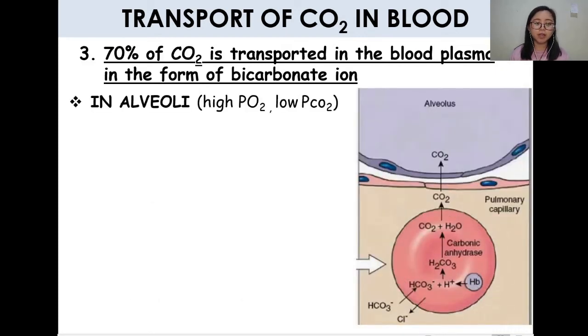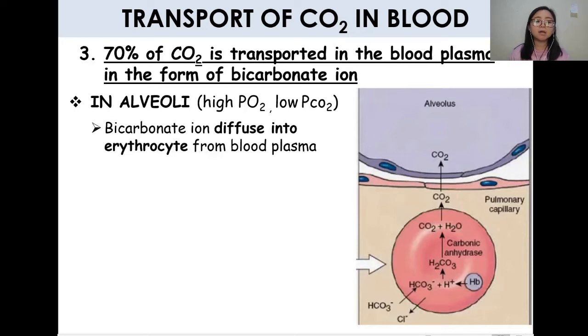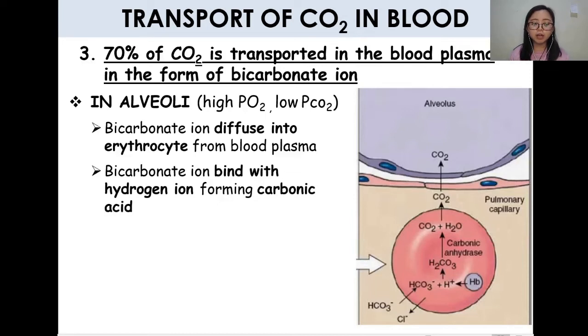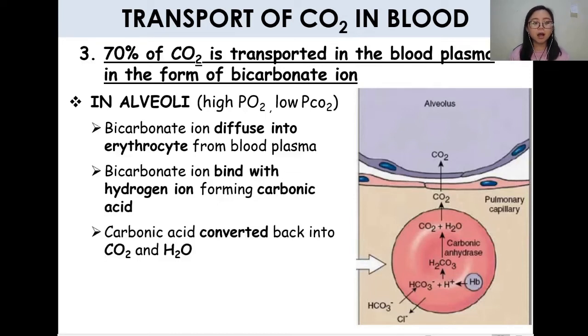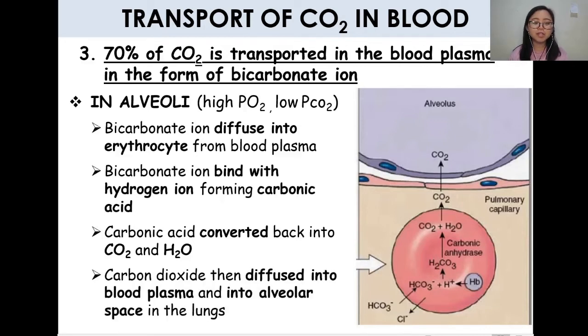When it reaches the alveoli, there will be high partial pressure of oxygen, low partial pressure of carbon dioxide. Bicarbonate ion will diffuse into erythrocyte from blood plasma. It will bind with hydrogen ion forming carbonic acid. Carbonic acid will convert back into carbon dioxide and water. And then the carbon dioxide will then diffuse into blood plasma and into the alveolar space in the lungs.